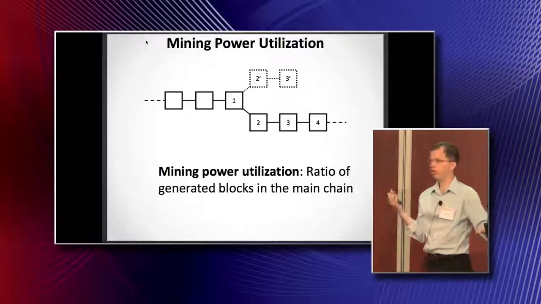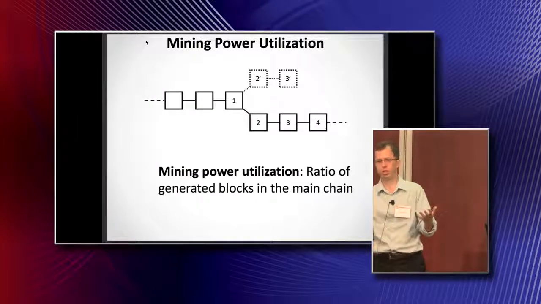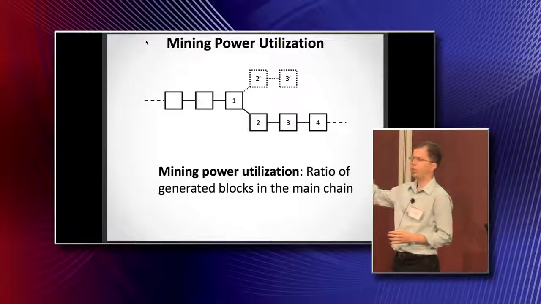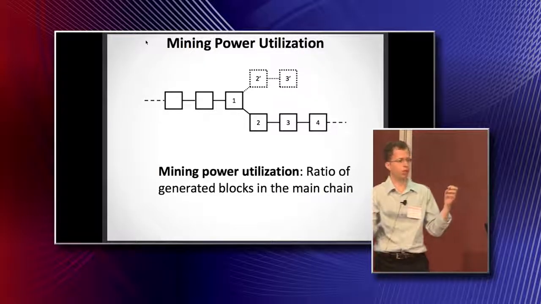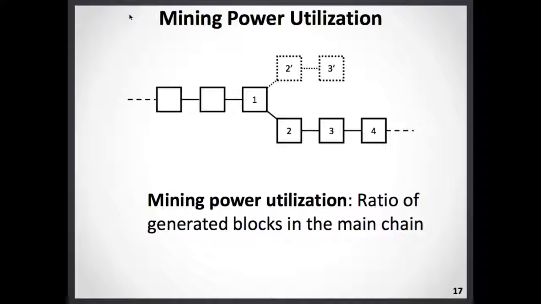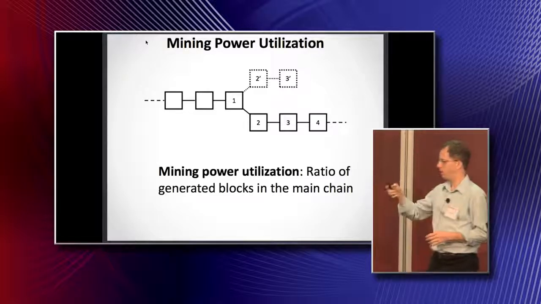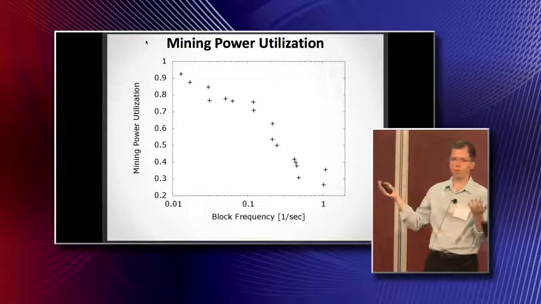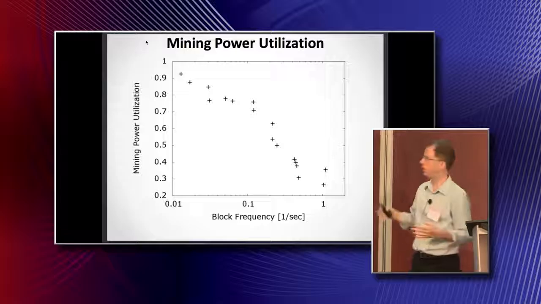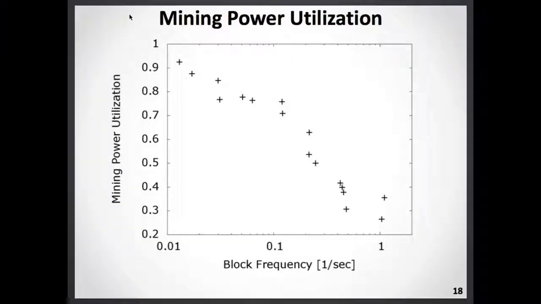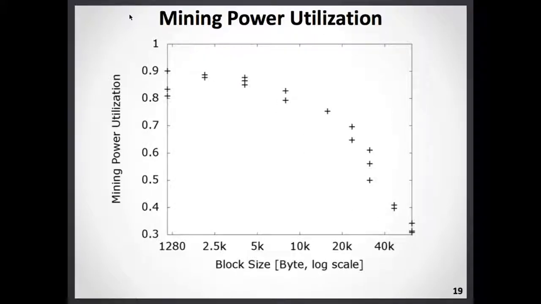Mining power utilization. This is how we secure Bitcoin. I'm measuring here the ratio of blocks that end up in the main chain. Every block outside the main chain is a block that does not contribute to the security of the system. So what's the ratio of these? And we want it to be 1. We want all the blocks to be on the main chain, but when we get forks, we get fewer and fewer of this. Again, this is when trying to improve latency. And this is larger blocks. It goes down quickly.